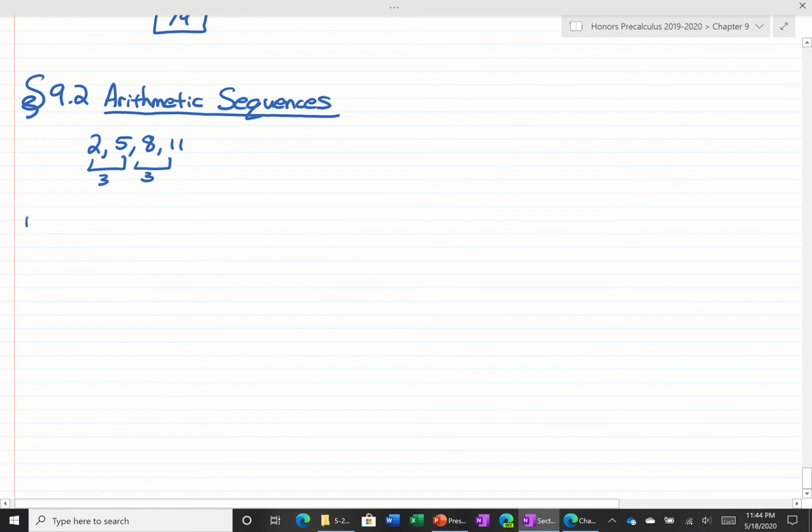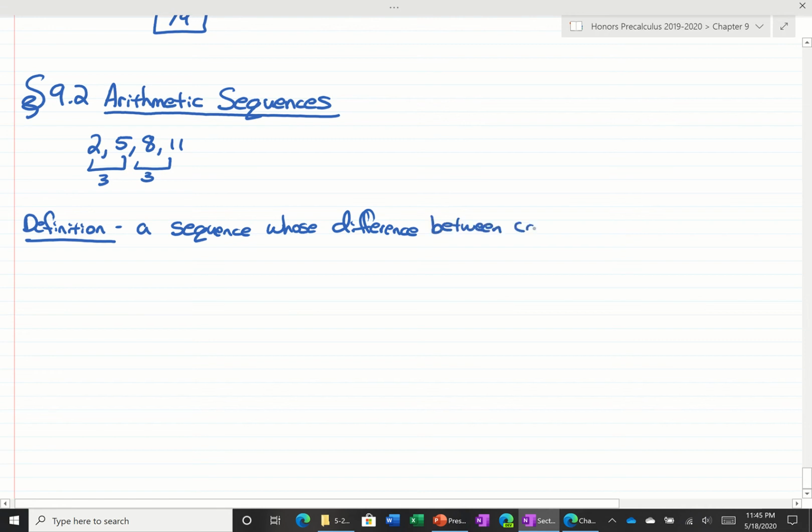So the actual definition of an arithmetic sequence is a sequence whose difference between consecutive terms is constant. And we actually call this difference the common difference.